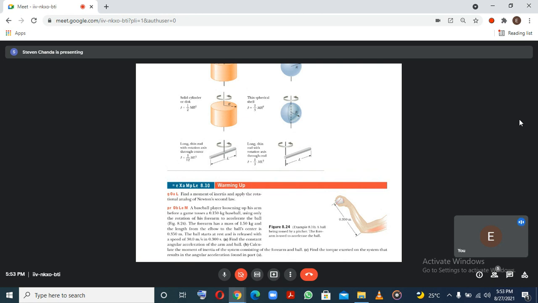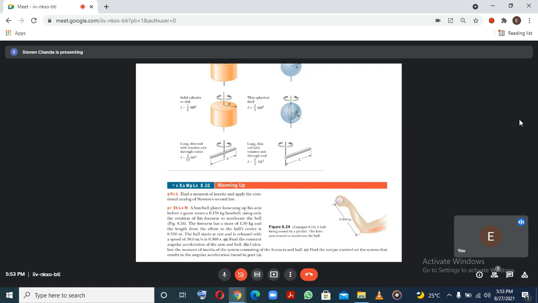So in this case, since the movement that this person is going to make is going to be at the elbow, we can take the elbow to be our point of rotation. What this entails is that at this particular point at the elbow, that's where the rotations are going to be happening. And so we can take the length of the forearm, from the elbow to the center of the ball, which was given to be 0.35 meters. This is going to be our radius. Think of it that way, right?